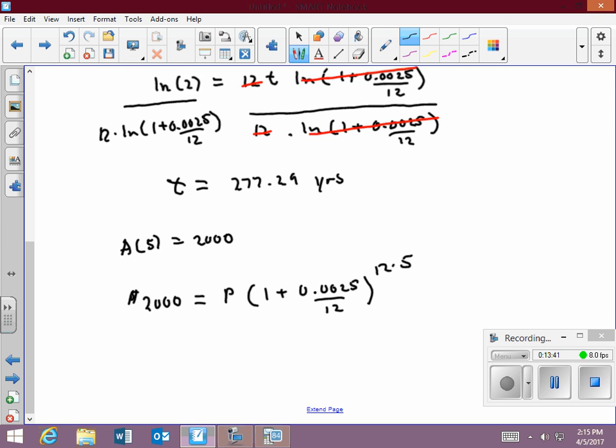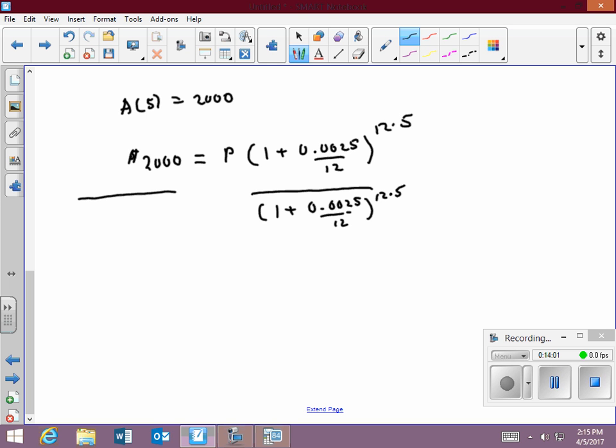So what do I have to do with that? Divide this side by this, right? 1 plus 0.0025 over 12 to the 12 times 5. Or if you wanted to go 60, you could do it. So that means I have to divide this side by that, and that gives me P.